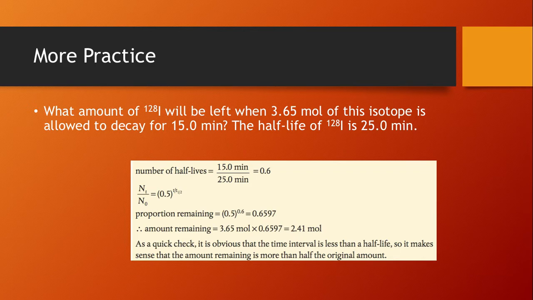Let's see what is going on. We are going to raise 0.5 to the 0.6 power. That's the number of half-lives. That means the proportion remaining is 0.6597. We take that proportion remaining and multiply it by our original amount, and we get that there are 2.41 moles remaining. As a quick check, it is obvious that the time interval is less than a half-life, so it makes sense that the amount remaining is more than half the original amount.